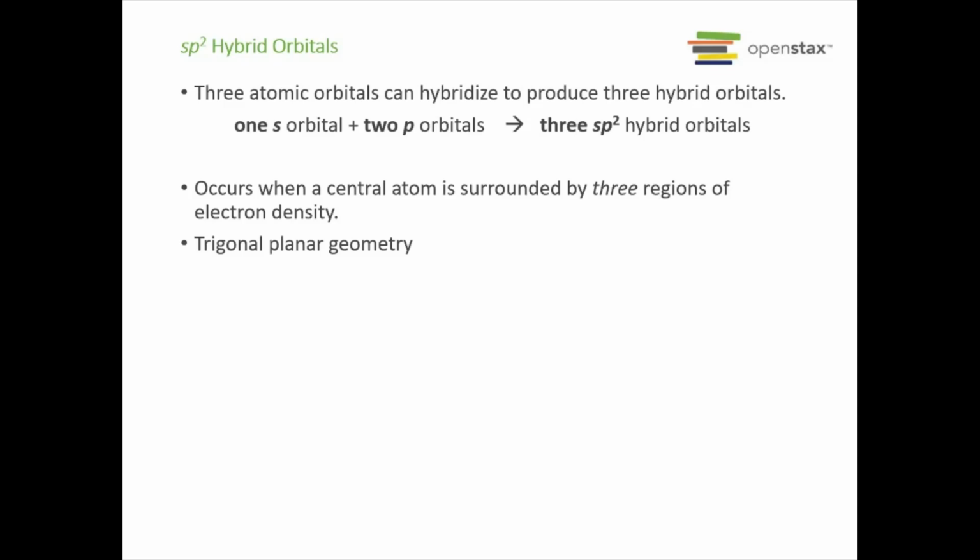Okay, so that was sp. The next is sp2 hybridization. This is where you have three atomic orbitals hybridizing to form three hybrid orbitals: one s orbital and two p orbitals, making three sp2 hybrids. This is when you have a central atom with three regions of electron density and a trigonal planar geometry.